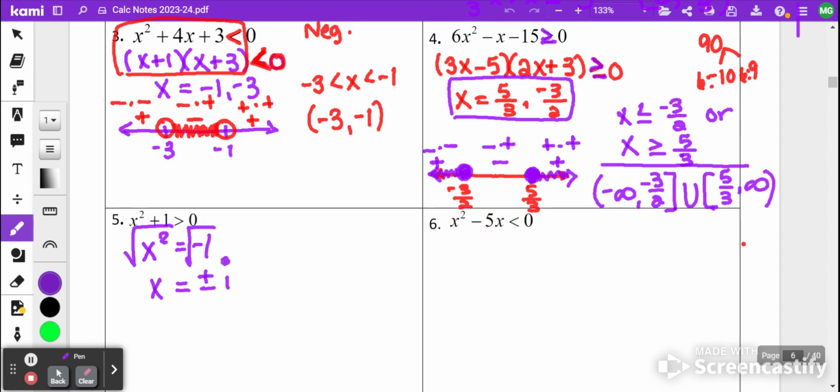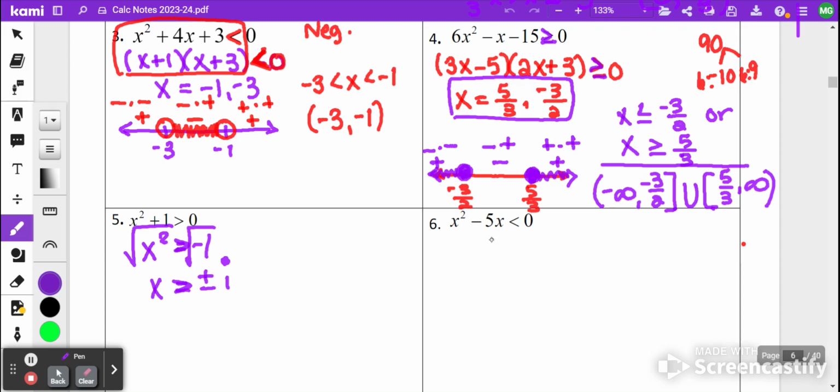Okay. And seeing that it's an inequality, we're just, oops, I forgot. I changed my sign by accident. Sorry. X is greater than or equal to positive and negative i. Sorry about that little mistake. And that's it. We're not going to graph that.